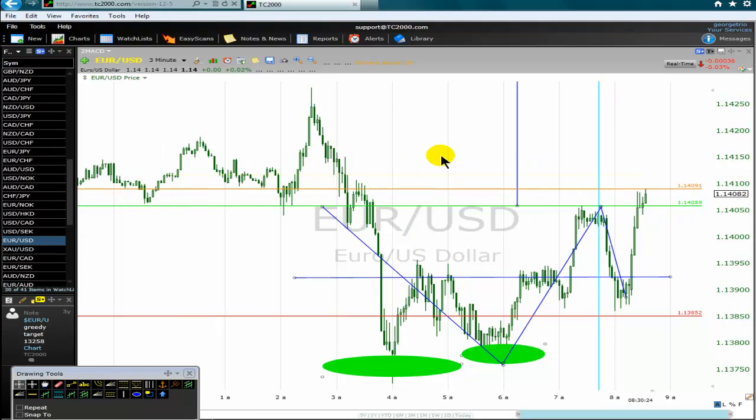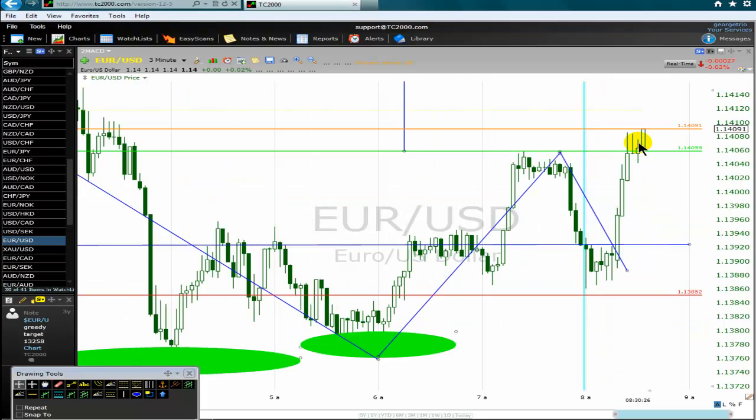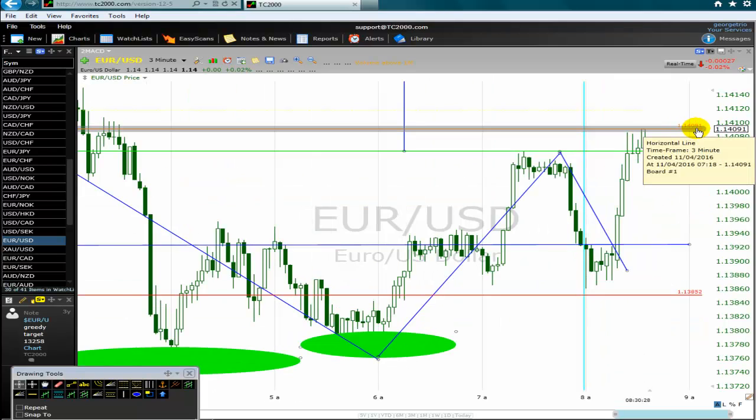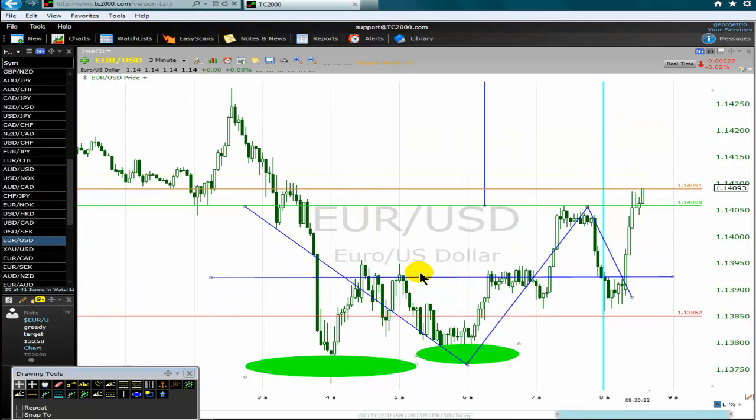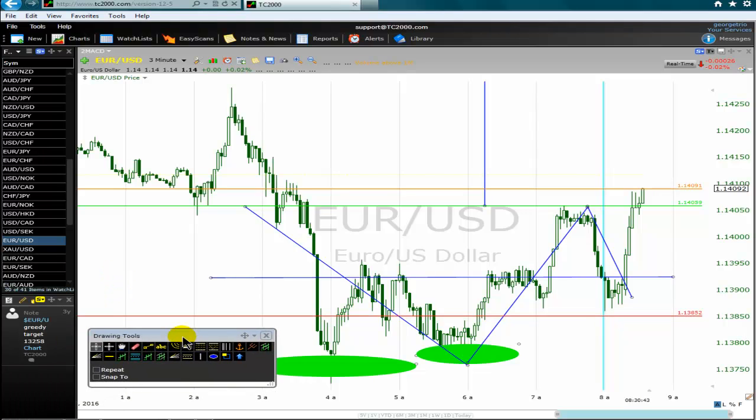Can you see it? This order is filled. 114.09. Now we have 2 trades. Can you believe it? 2 trades. Now what I will do, because I'm using 20 pips for this one, I will try to be a little bit careful, because I don't want to have 2 losing trades that are too big.